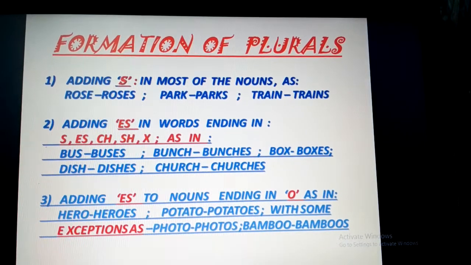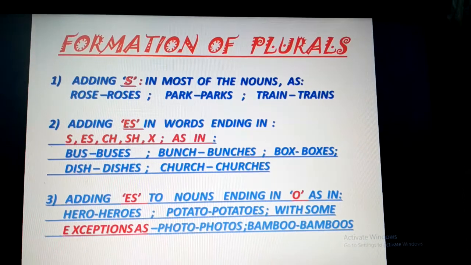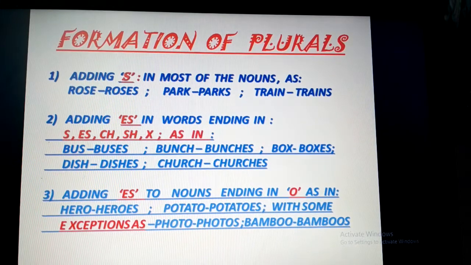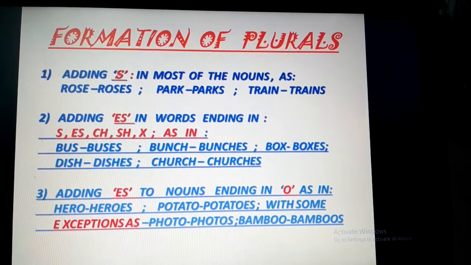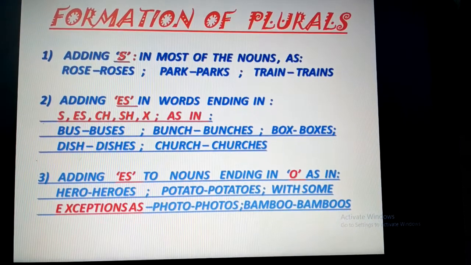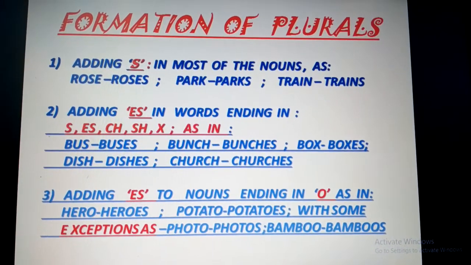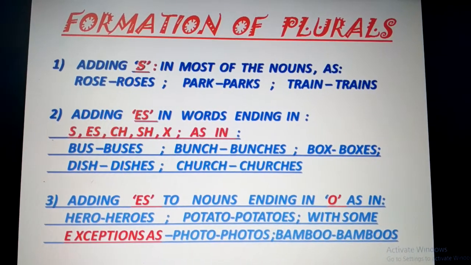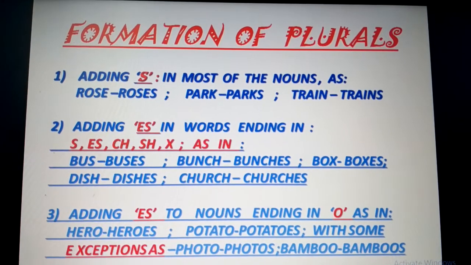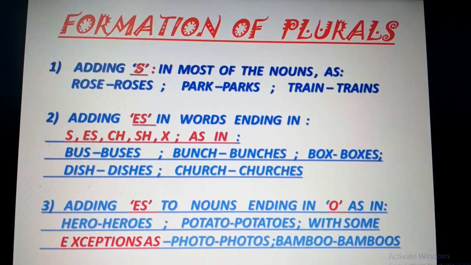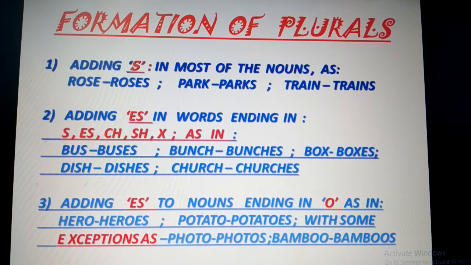Most of the nouns experience an addition of s at the end of the word. For example, rose, roses, park, parks, train, trains. The nouns which end in s, ch, sh, x experience a change as an addition of es at the end of those words. For example, bus, buses, bunch, bunches, box, boxes, dish, dishes, church, churches.